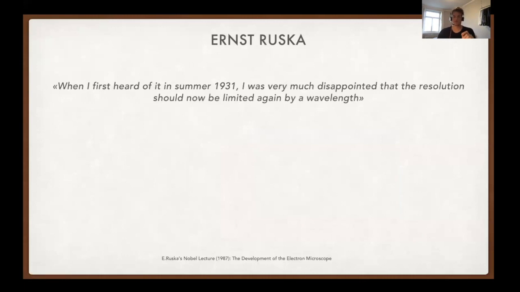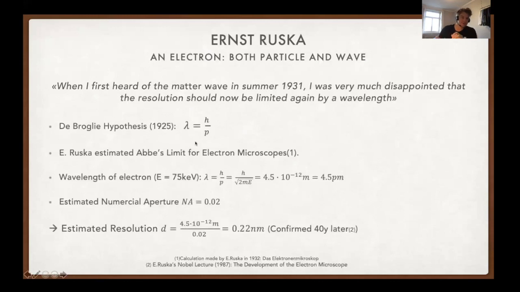Remember, Ernst Ruska was an engineer, not a physicist. So he said, and I quote, when I first heard of it in summer 1931, I was very much disappointed that the resolution should now be limited again by the wavelength. So what he meant is, of course, the de Broglie hypothesis of 1925, which states that every moving mass has its own characteristic wavelength. The de Broglie wavelength is then given by Planck's constant divided by the momentum of that moving mass.